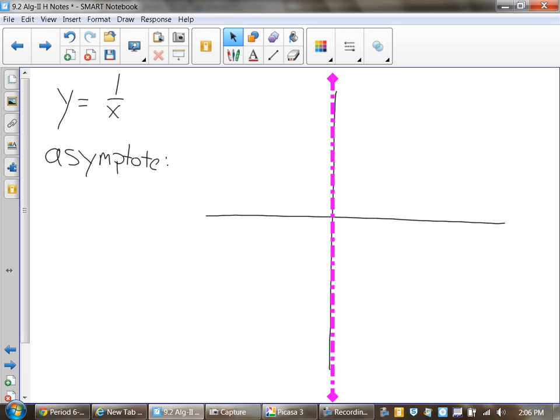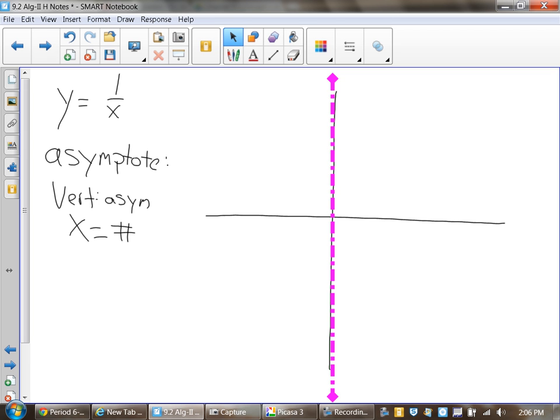So if you had something that looked like 1 over x minus 4, what would be your 0? It'd be at 4. So where would your asymptote be? 4. There's our charm. A vertical asymptote is always going to be x equals some number, and that number is going to be the 0 of your denominator.